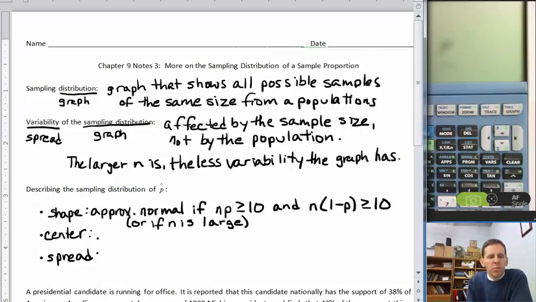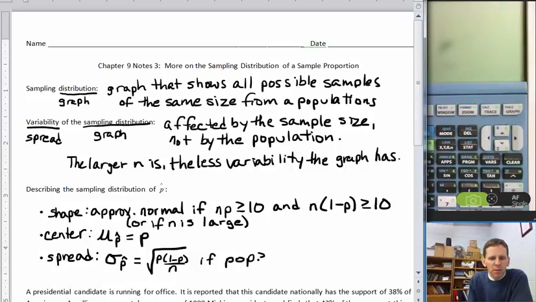The center of our graph, we're going to use the mean, which we'll call mu sub p hat, and that's equal to p. And for standard deviation, since we're dealing with approximately normal data, hopefully, we use our center as our mean and our standard deviation as sigma sub p hat, which is equal to the square root of p times 1 minus p, all divided by n, if the population is at least 10 times the sample size. Otherwise, we're not allowed to use this formula, and we really don't have another formula that we can use at this point.